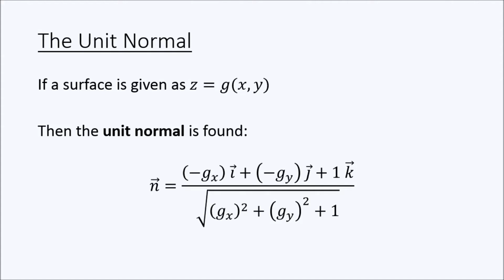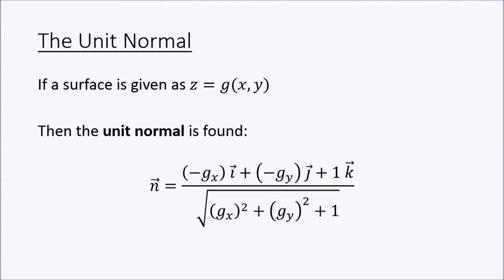Again, the main idea though is that if we can solve our surface for z equals and get all the other x's and y's on the other side, our unit normal is going to be found this way. And again, this comes from taking the cross product of our tangent vectors, which we did all of the work in that video on parametric surfaces. We're just basically reusing our result from earlier.